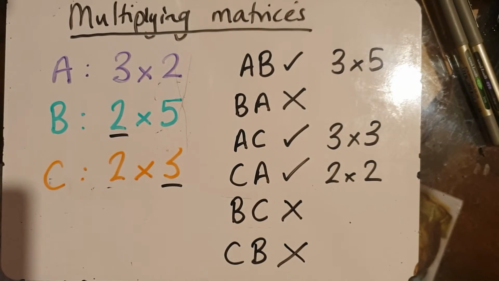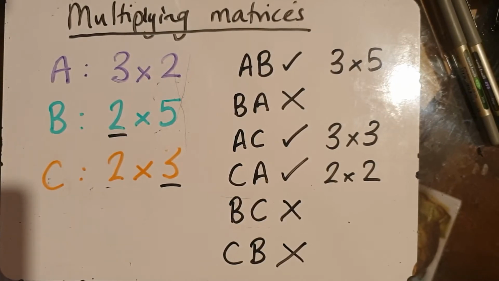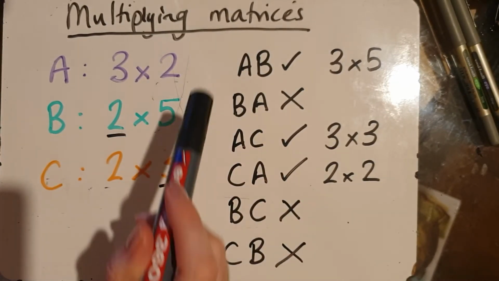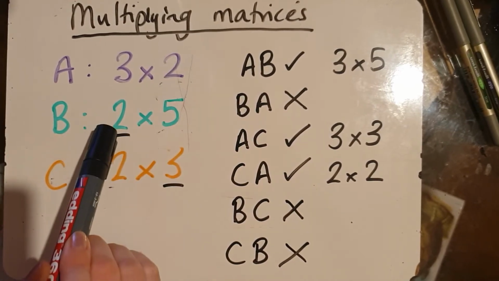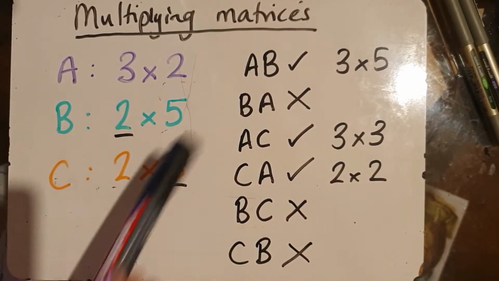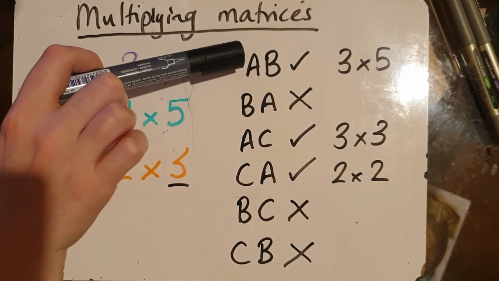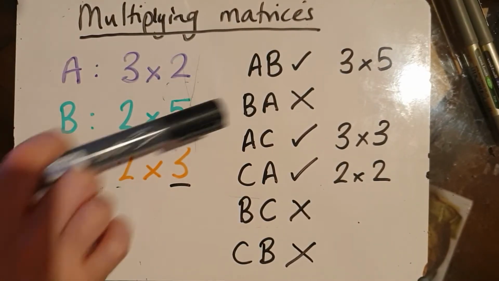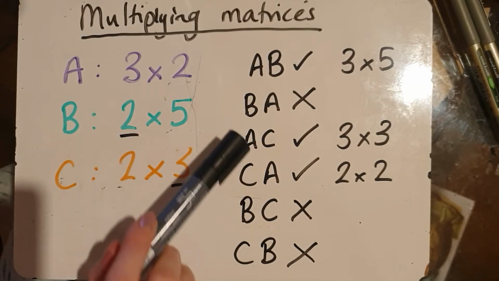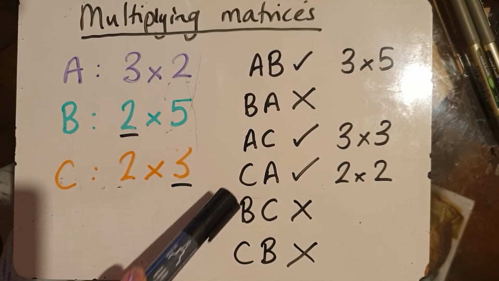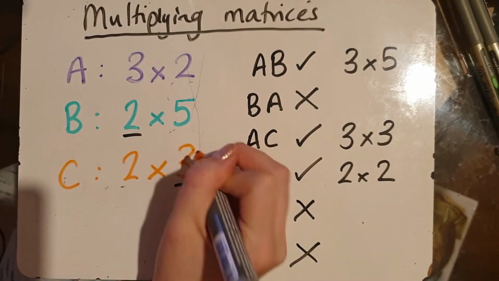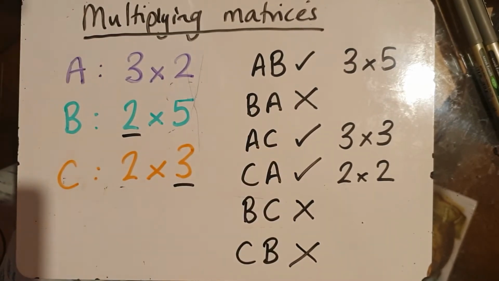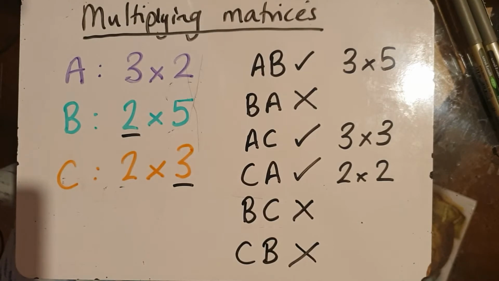So I can only multiply two matrices together in order if the number of columns in the first matrix is the same as the number of rows in the second matrix. And you'll see here, I can do AB, I cannot do BA. I can do AC and CA because if you look at the number of rows and columns in each one, they're the reverse of each other. So I can multiply those two together in any order.